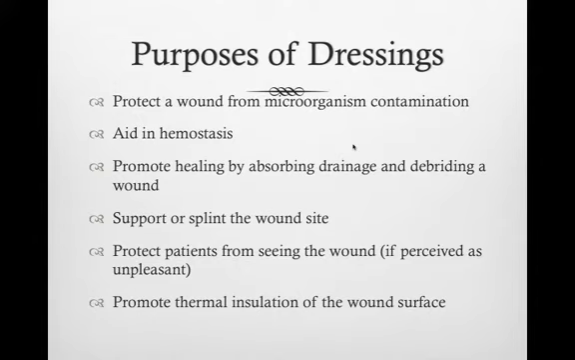In direct contrast, if the goal is to mechanically debride the wound, then the wound should be treated with a wet to dry dressing, where the contact dressing debrides necrotic tissue and the dry dressing is allowed to stick to the wound in order to facilitate wound debridement. Other purposes of dressings are to protect the wound from microorganisms, aid in hemostasis, support or splint the wound site, protect the patient from seeing the wound, and promote thermal insulation of wound surfaces.